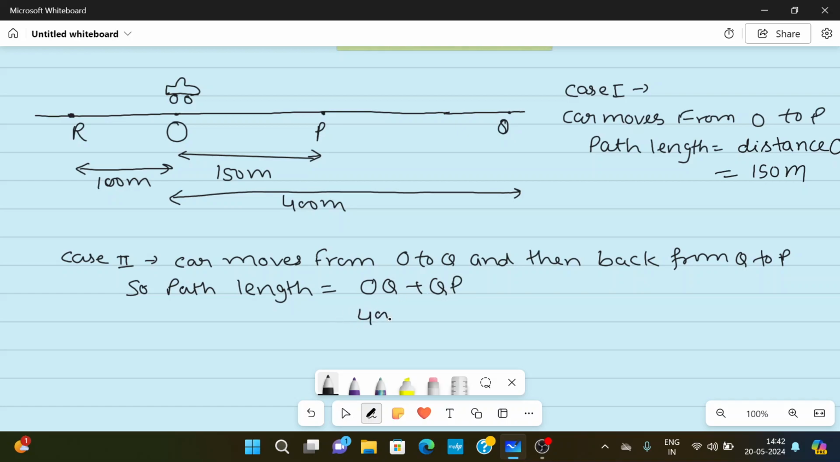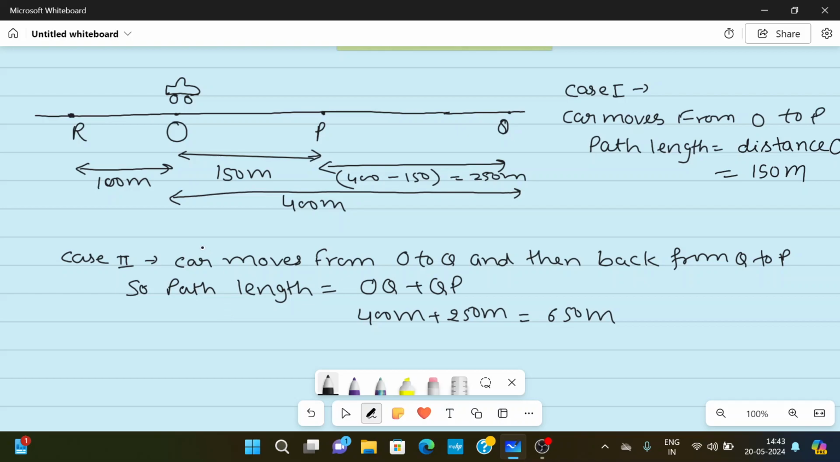OQ is 400 meter and QP is 400 minus 150, which is equal to 250 meter. So total path length will be 650 meter in second case.